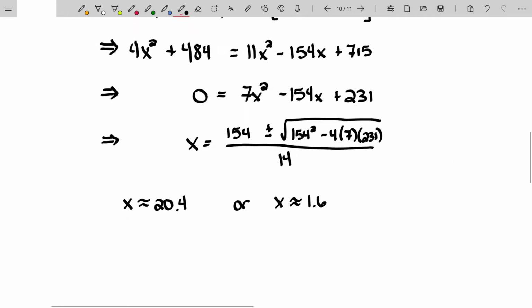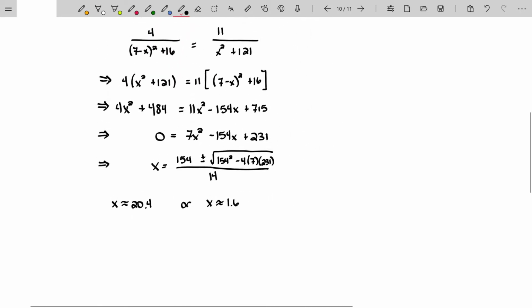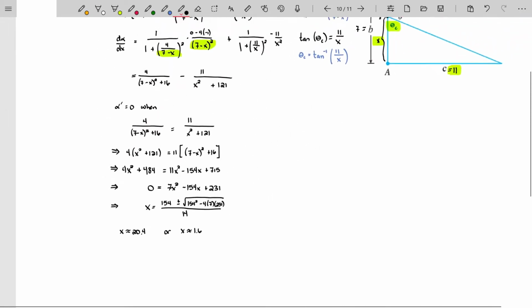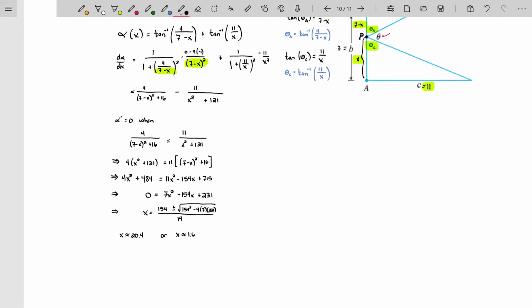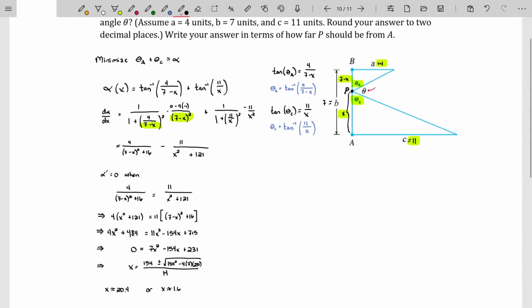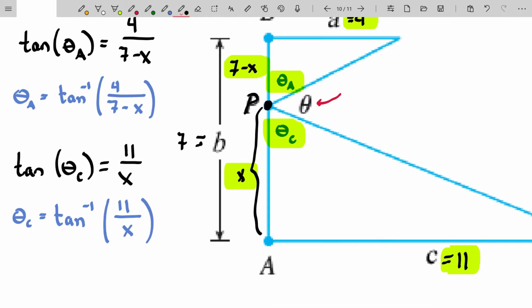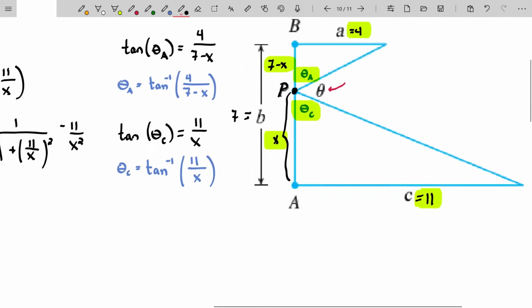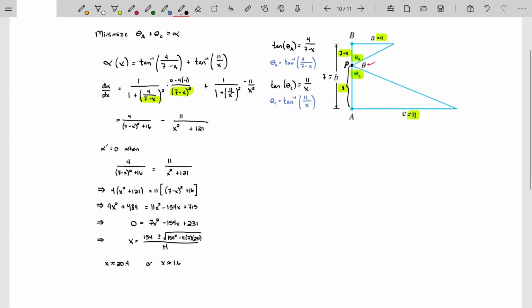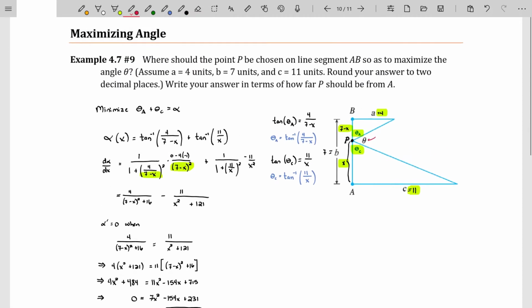This is actually a really good problem because you need to check the reality of those answers. Is it realistic for X to be 20.4? And the answer to that is heck no. The side length B there is only 7 units long, so X cannot be 20.4, but it sure can be 1.6. So that's what we're going to assume is, or not assume, that is the actual answer. So I'm going to throw out the extraneous answer and go up to the top here.